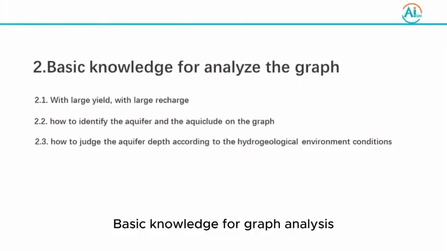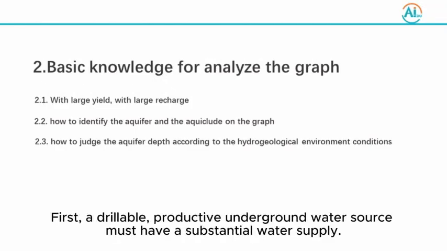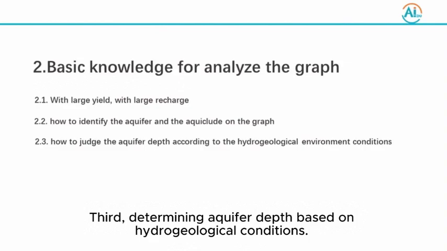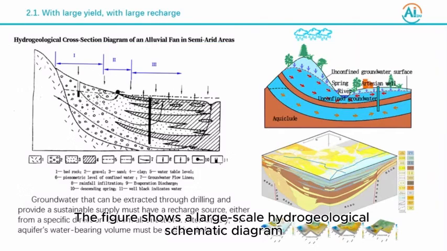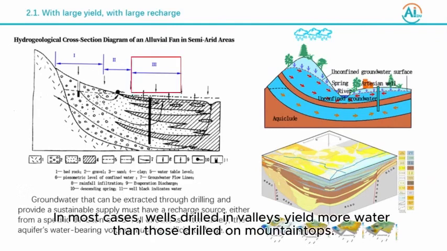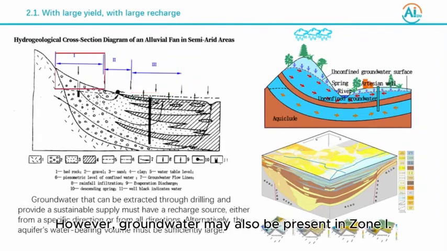Basic knowledge for graph analysis. Three key points are: first, a drillable, productive underground water source must have a substantial water supply. Second, identifying aquifers and aquicludes on the graph. Third, determining aquifer depth based on hydrogeological conditions. The figure shows a large-scale hydrogeological schematic diagram. This diagram shows three zones. In most cases, wells drilled in valleys yield more water than those drilled on mountaintops. However, groundwater may also be present in Zone I.